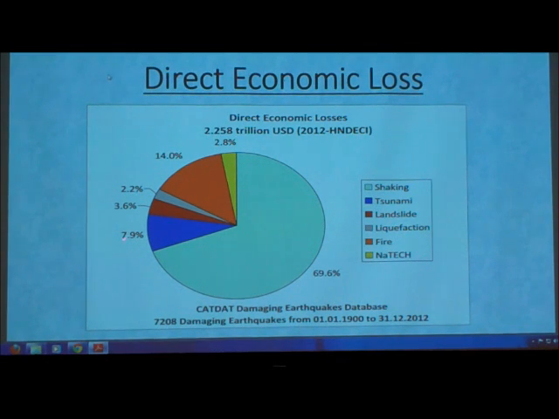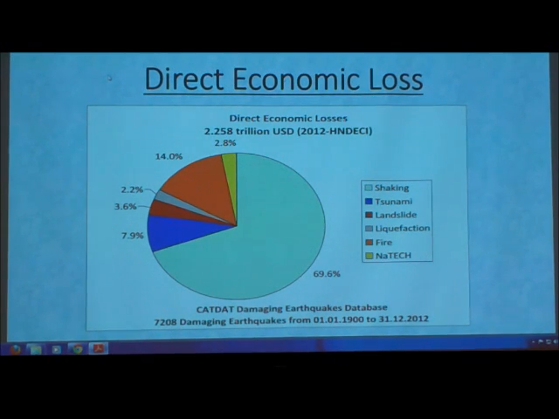And then you have 14% that's going to occur from fires. And fires are a very prevalent thing that happens because you can have an earthquake causing the building to vibrate, and it can cause an electronic device to malfunction and just create a spark, and that spark can start a fire. And the highest followed by that is going to be tsunamis.